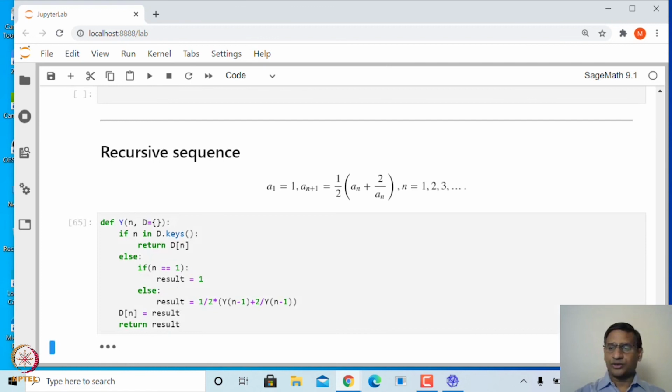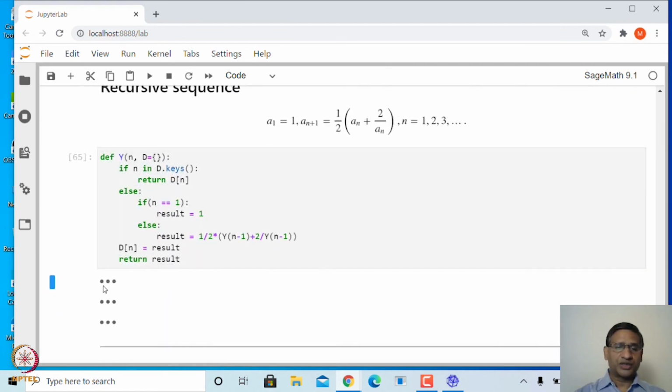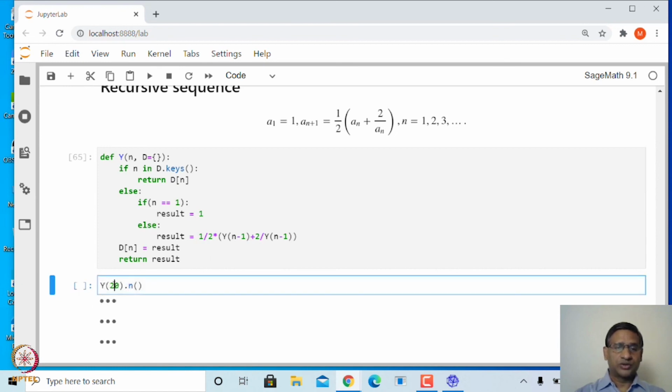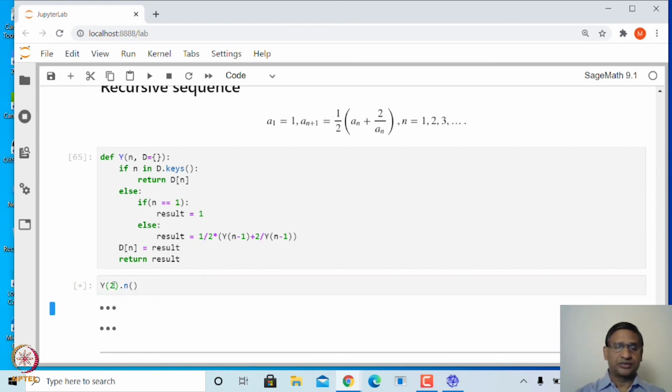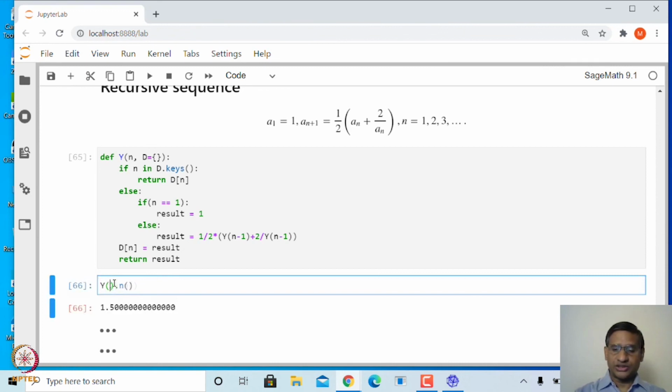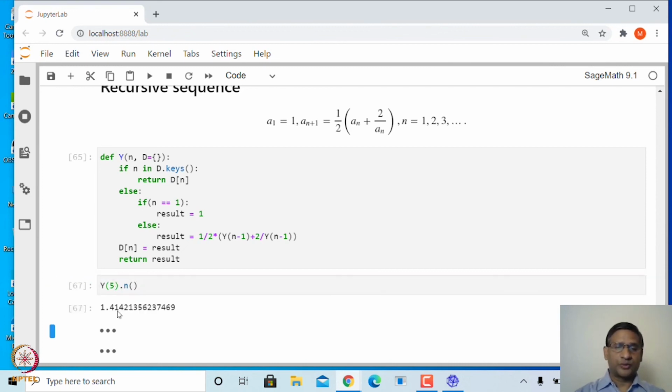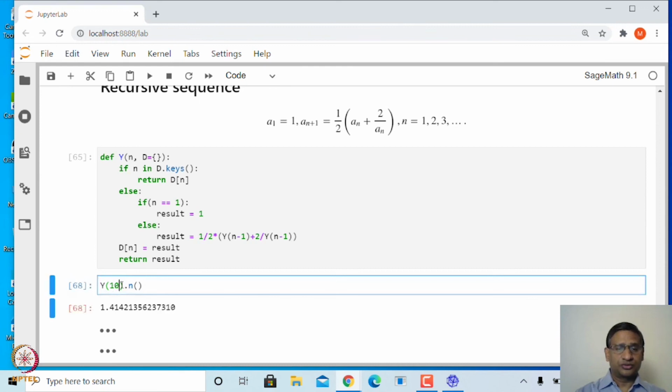Now, if I want to find out the second term, the second term is 1.5. What is the fifth term? The fifth term is 1.4142. If I say the 10th term, this is again 1.42. So, you may recall what kind of number it is. It is close to actually root 2.